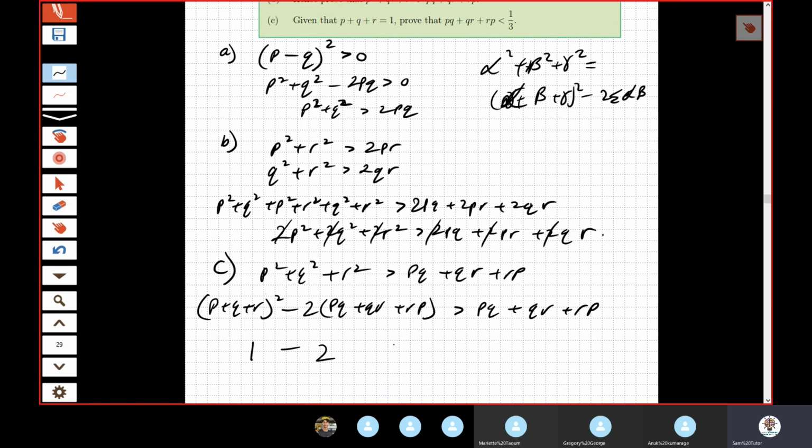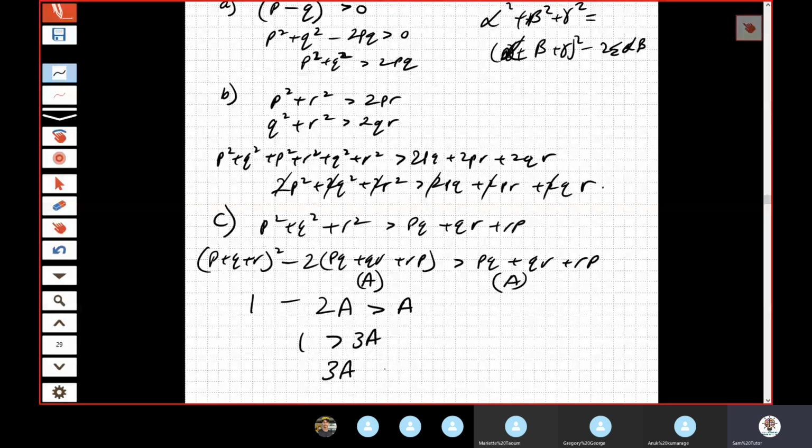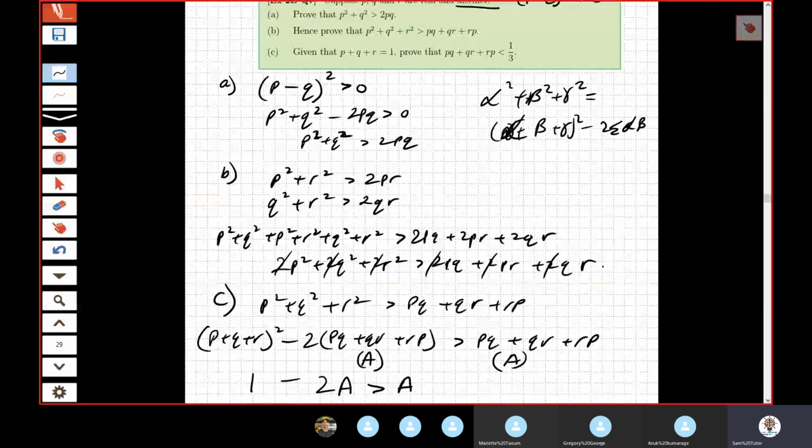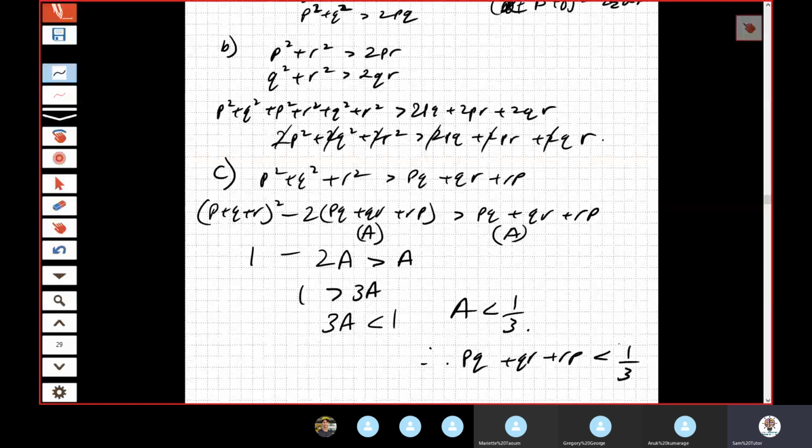So plus this over becomes 3 times. I'm just going to write 2 times capital A, just a bit easier to write. Greater than A. 1 is greater than 3A. Therefore 3A, what do they want? 3A is less than 1, which means A is less than a third. Therefore pq plus qr plus rp is less than a third.